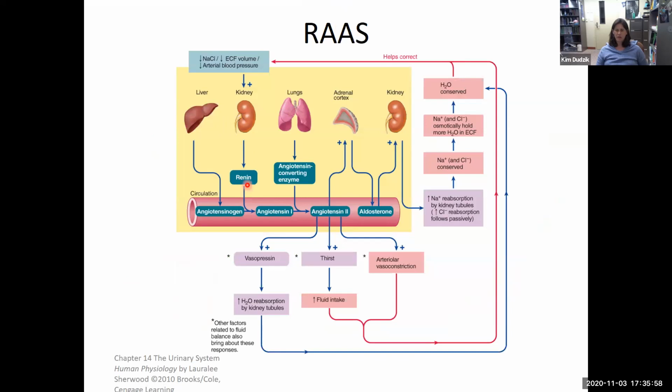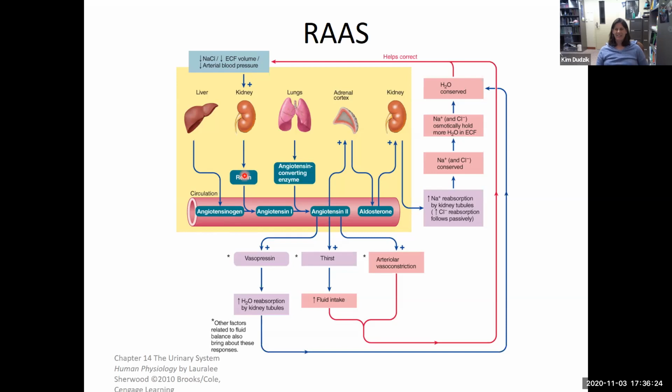So renin got released. Renin is now in the bloodstream. Renin comes across a protein that's in the blood. The liver makes this protein. It's called angiotensinogen, O-G-E-N. That means it's an inactive form. What activates it? Renin.